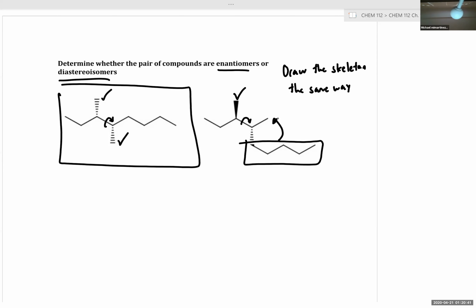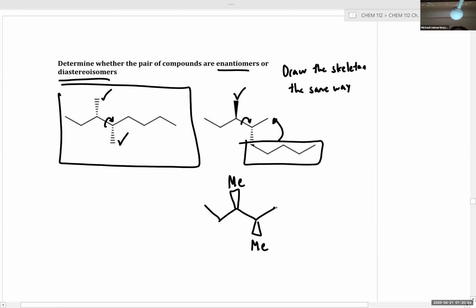Draw what you see. So we have a long alkyl chain. One of our methyls is pointing out of the page. Our second methyl is also pointing out of the page. One, two, three, four, five. Okay, so now we can do a direct comparison between our two structures.